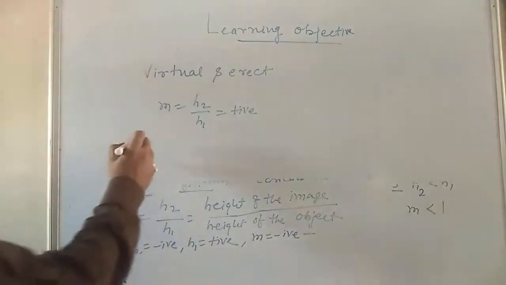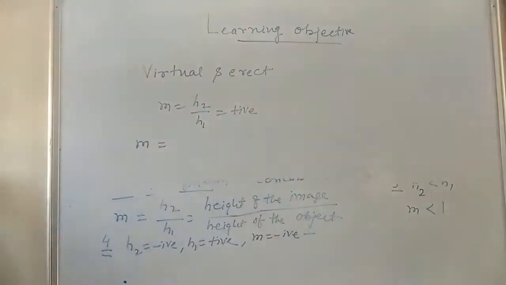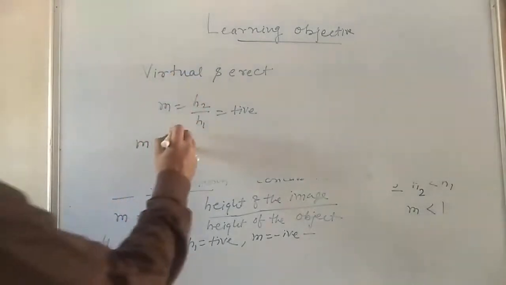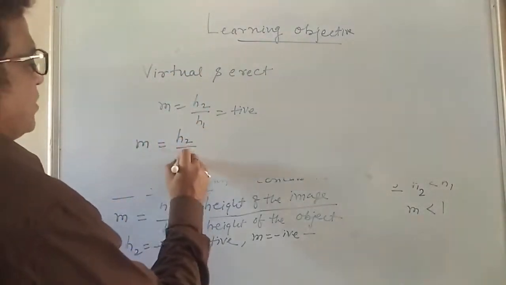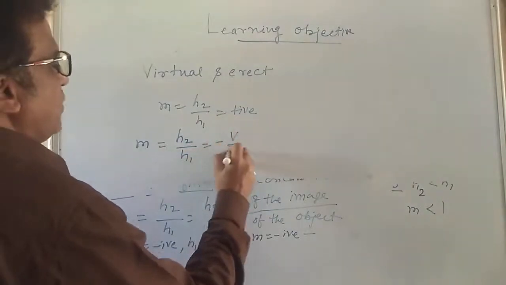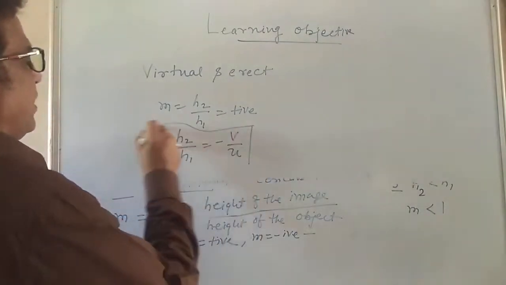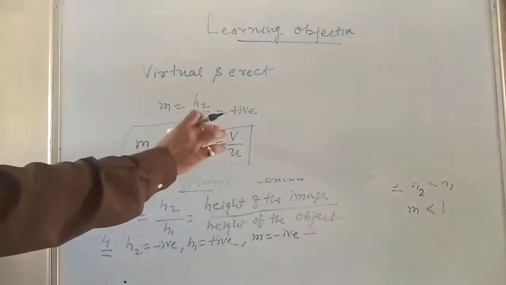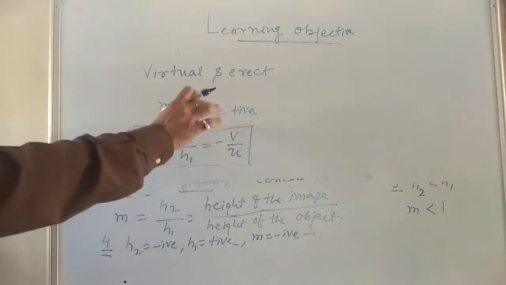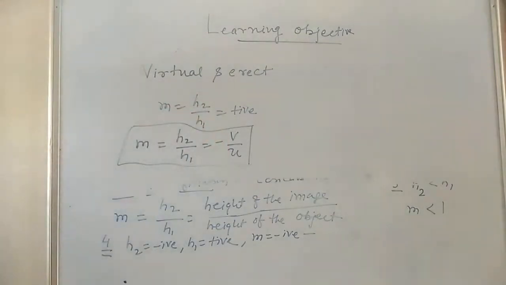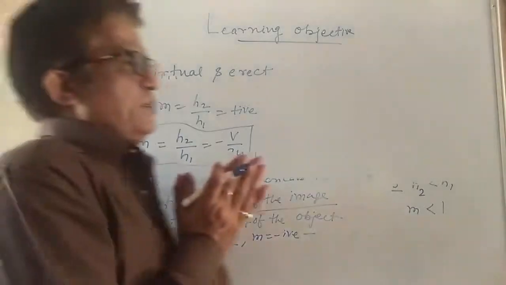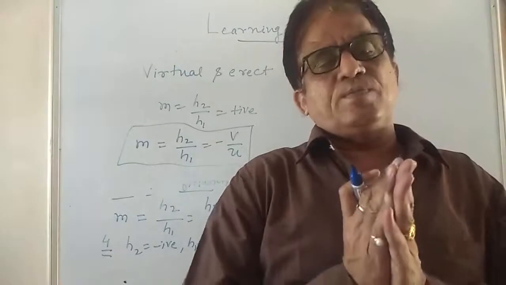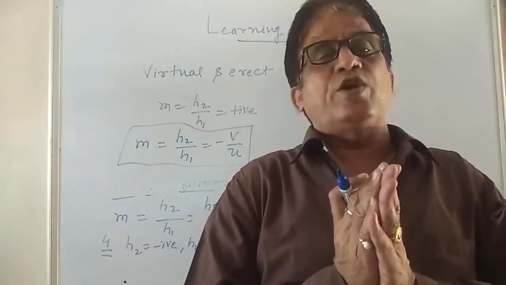The linear magnification m is also related to the object distance and the image distance. That is, h2 by h1 is equal to minus v by u. It's a very, very important formula. The sign of m will always be determined by the sign of h2 and h1. Okay? So my dear children, this is the complete image formation, mirror formula, and magnification of a concave mirror.